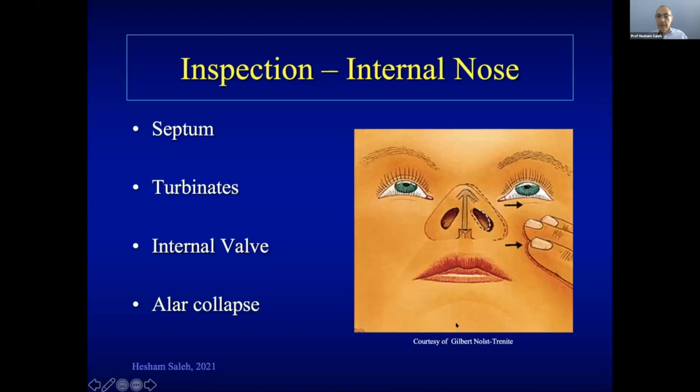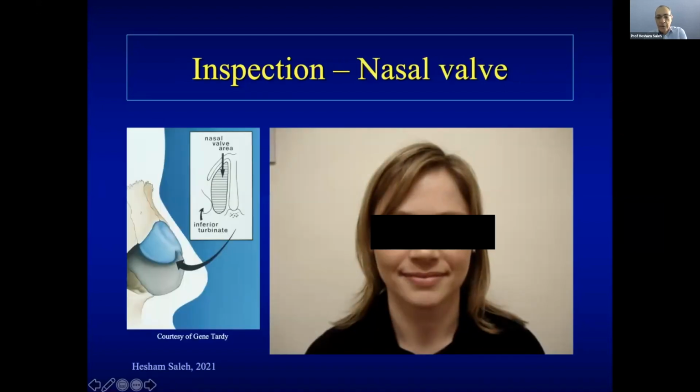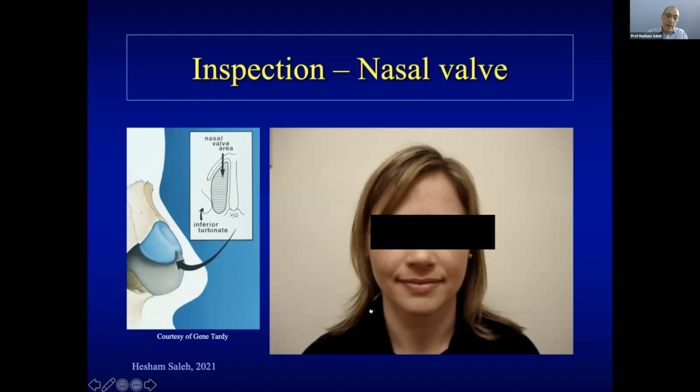Then you're going to inspect the internal nose, because all ENT surgeons will look at everything. So examine the septum, turbinates, internal valve, alar collapse, everything. And that's just to take a couple of minutes. So I'm asking the GP trainee here to just look at the camera. I didn't say anything. So I'm just checking if she's collapsing. She's not, because I didn't ask her to breathe.